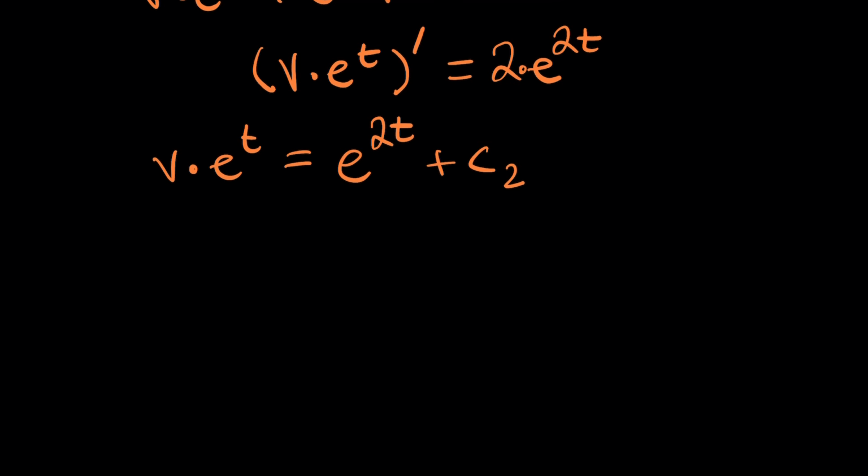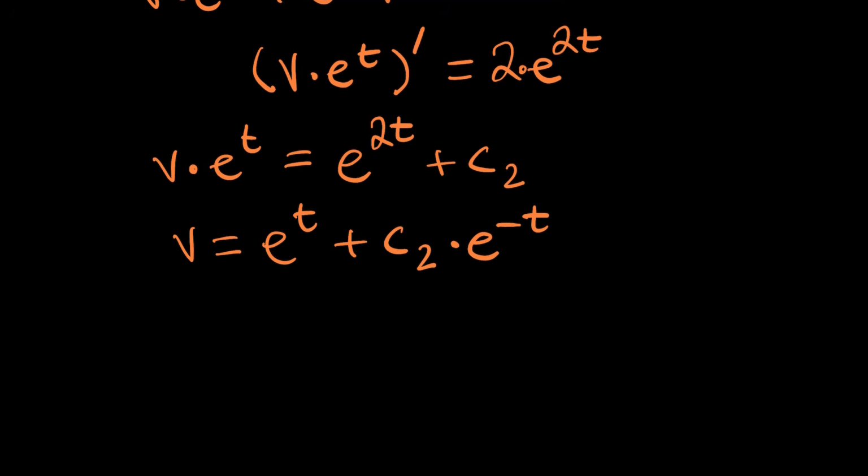Now, of course, our goal is to solve for v here. So let's divide both sides by e to the t. That's going to give us e to the t plus C2 times e to the power negative t. Because C2 is a constant, we have to multiply by a negative power, right? Wait a minute, did I multiply both sides by e to the t? No, I'm dividing by e to the t or multiplying by e to the power negative t. Does that make sense? I hope it does.